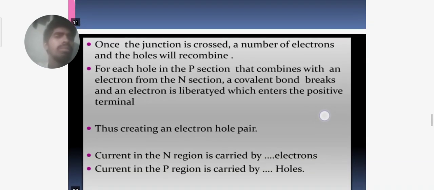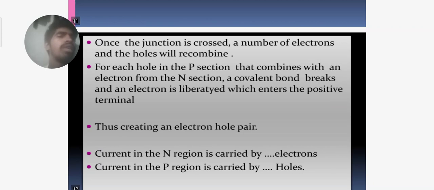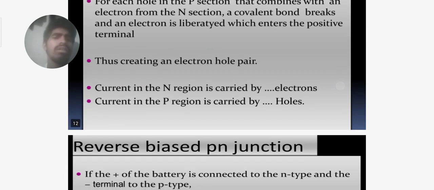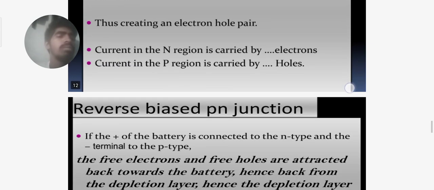For each hole in the p section that combines with an electron from the n section, a covalent bond breaks, and an electron is liberated which enters the positive terminal, thus creating an electron hole pair. Current in the n region is carried by electrons, current in the p region is carried by holes. So this is the important point we have to note. Current in the n region is carried by electrons and current in the p region is carried by holes.